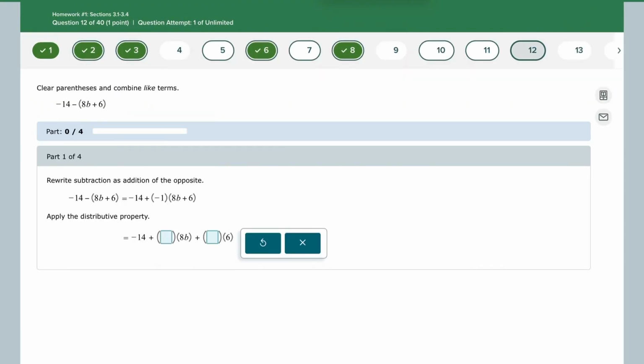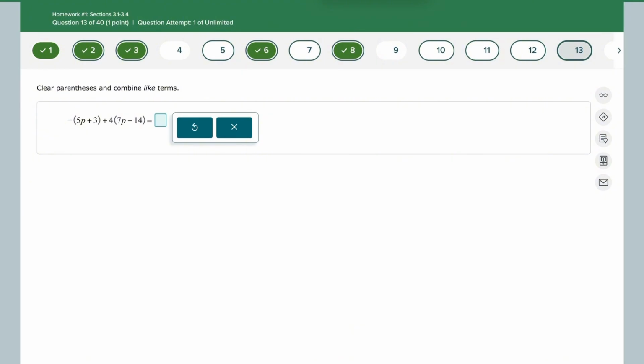Same here. All you're doing is adding after you distribute that negative. Here, it just looks a little bit different. You are going to distribute the 4 inside where 7p minus 14 is, and then you're going to distribute that negative to the 5p plus 3, and you're going to combine like terms.